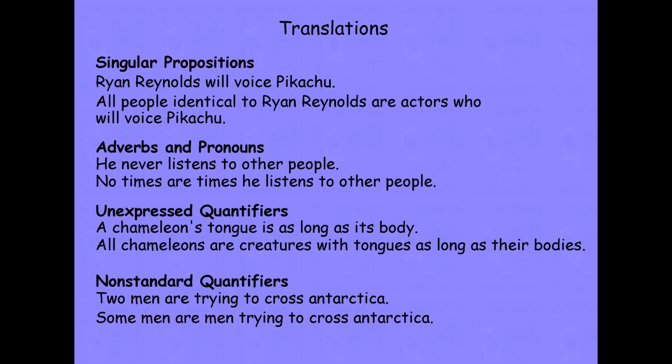So some men are men trying to cross Antarctica. We could use any noun phrase in that predicate term to pick out a class of things so long as it makes sense. So people trying to cross Antarctica, explorers trying to cross Antarctica, and so on.